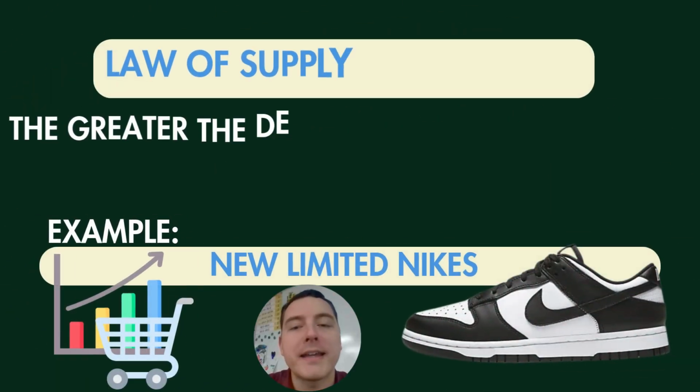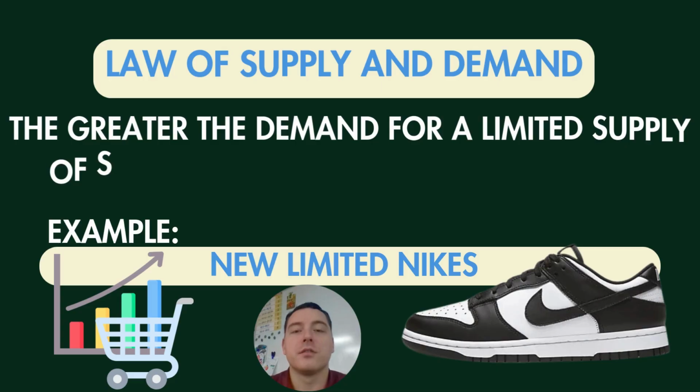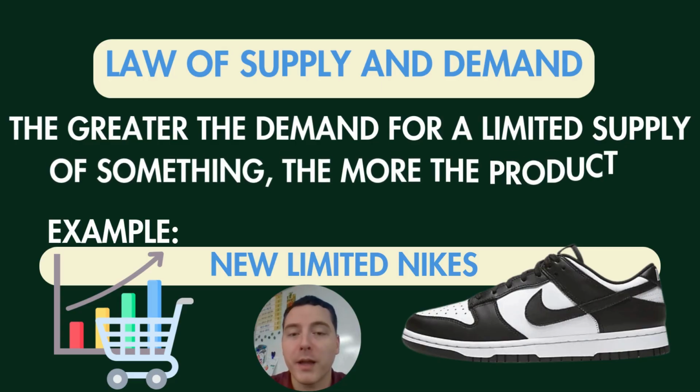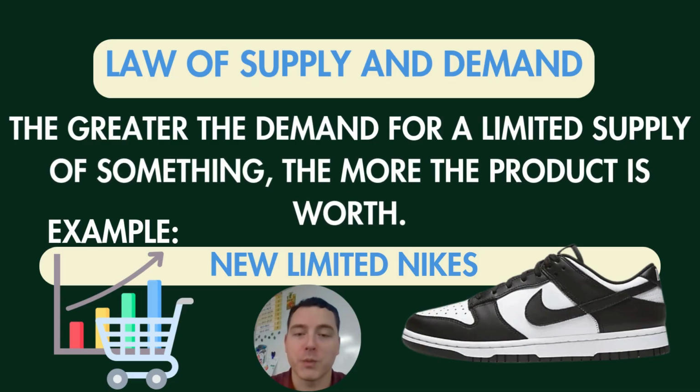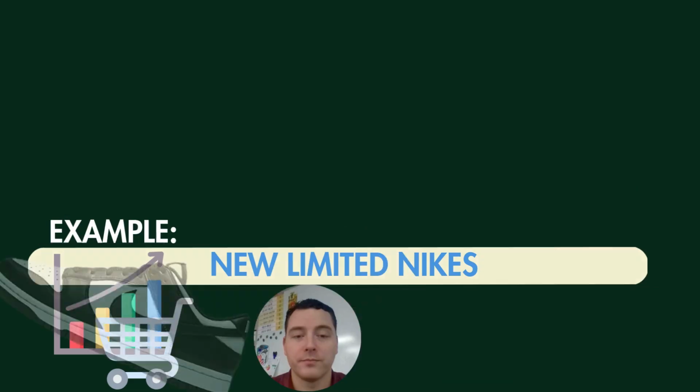The law of supply and demand is the greater the demand for a limited supply of something, the more the product is worth. So, if Nike releases a new Dunk, that's going to be more expensive because the demand for that is going to be higher.